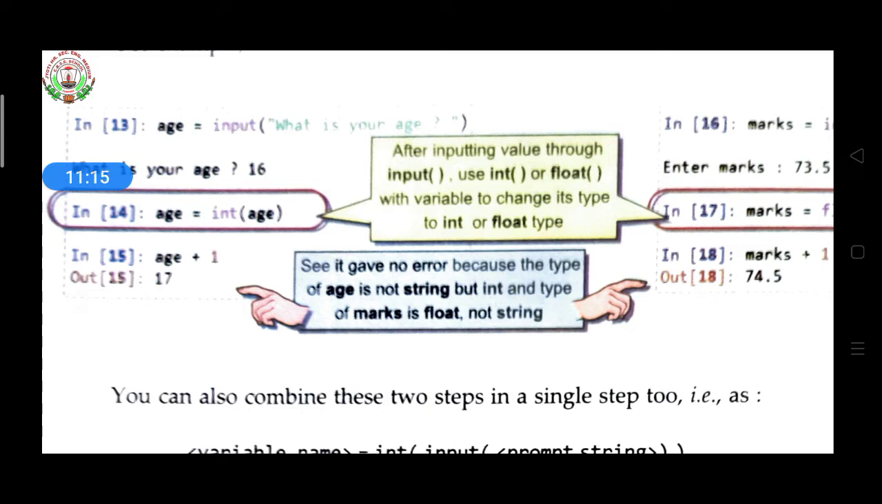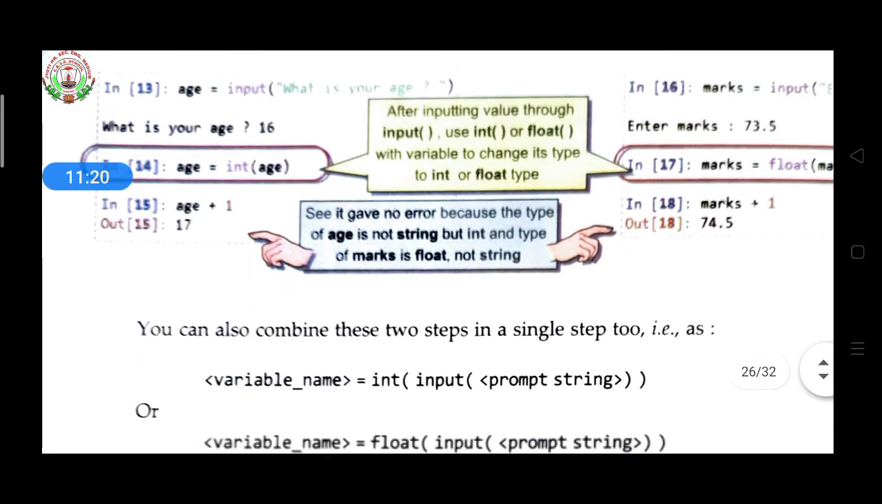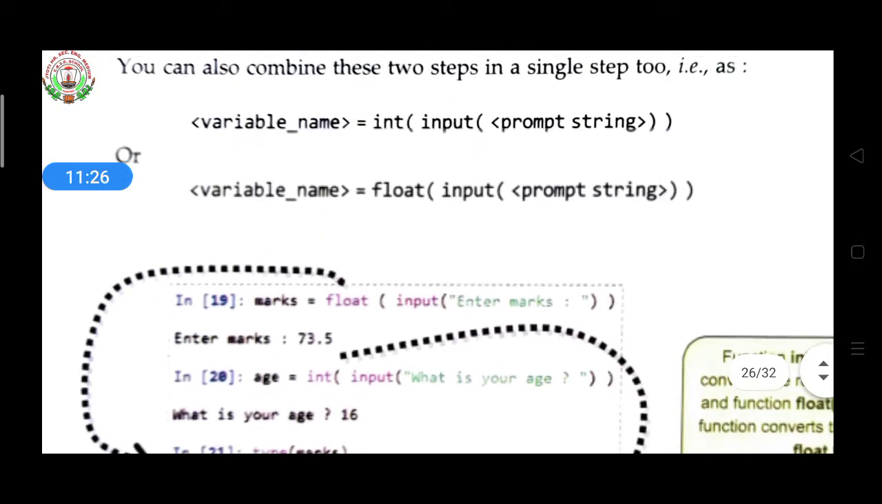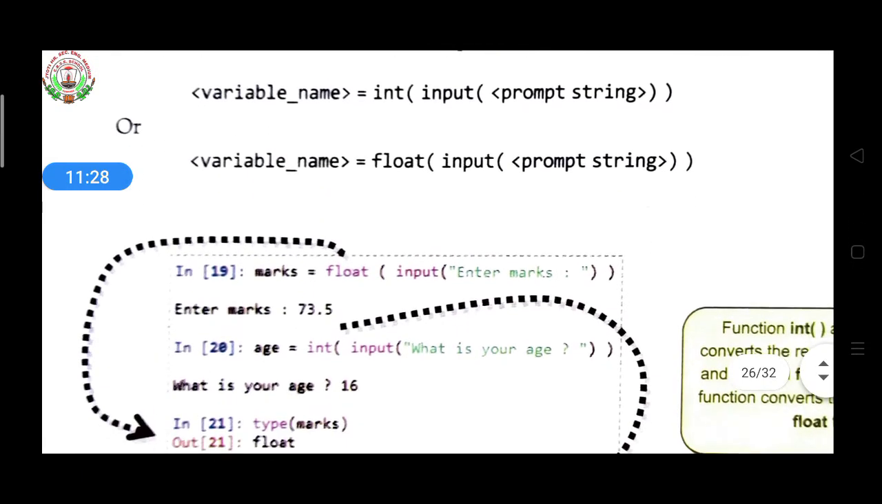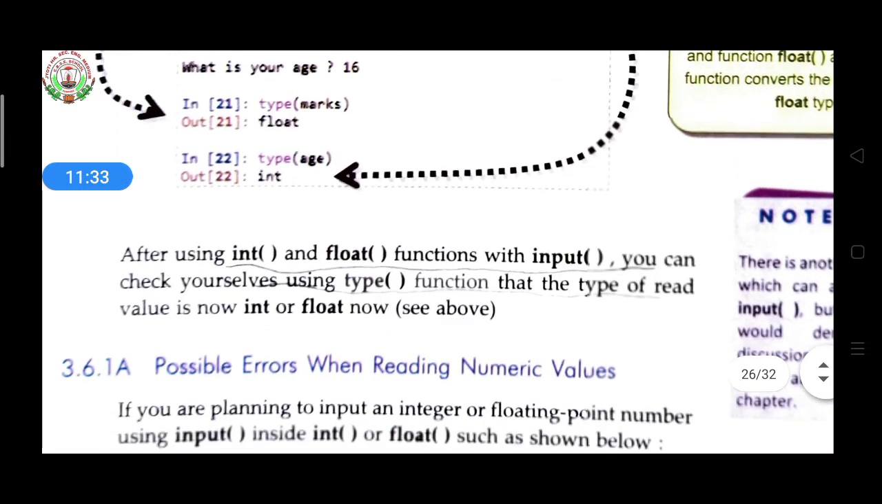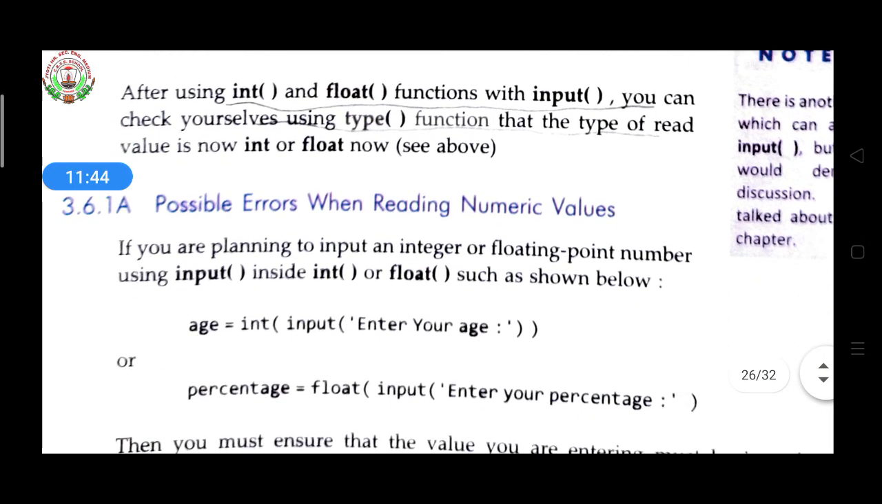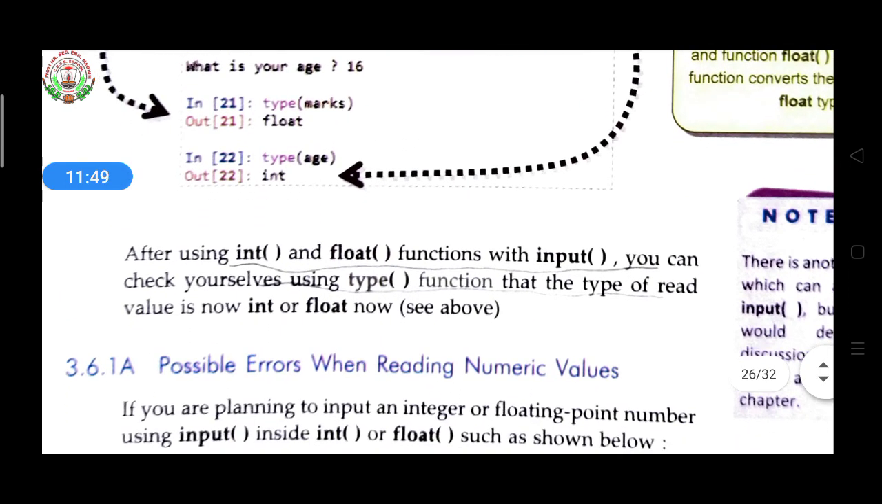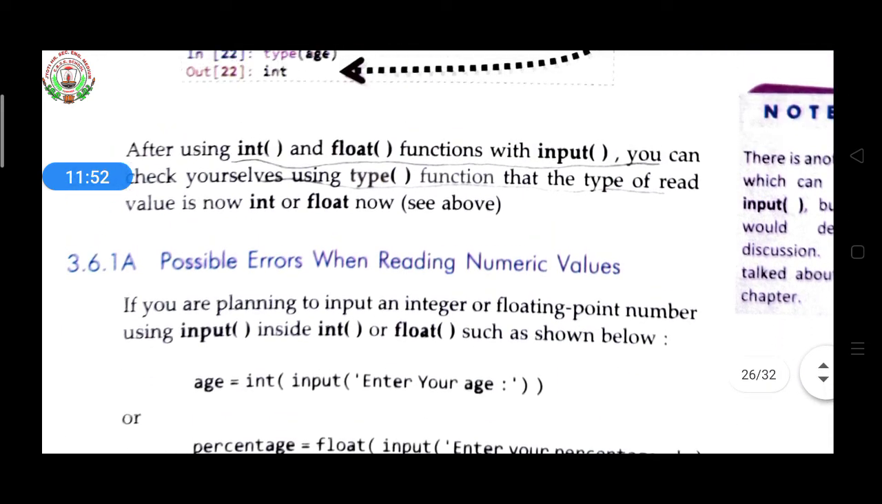So you have to mark it as integer or float; both functions are used like this if you want the value back in the form of an integer or number. Like this, if you want to take a float, you type it and then see the answer. After using the integer and float functions with the input function, you can check yourself using the type function that the type of the read values is integer or float. It is given here. The next topic, possible errors while reading numeric values, we'll discuss in the next class. Thank you.